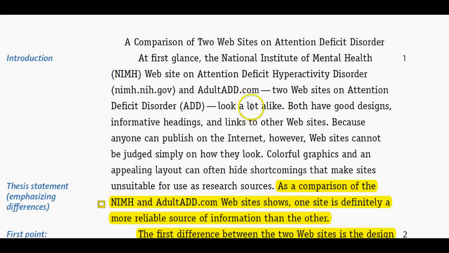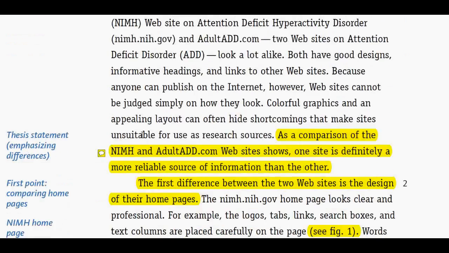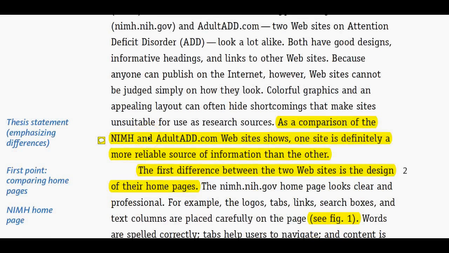Let's take a look at the introduction. The author has given us general information about the two websites and then goes specifically into the thesis statement. I would consider this a funnel type of introductory paragraph, starting with the general and then narrowing to the more specific. If we take a look at the thesis statement itself, it states, as a comparison of the MIH and AdultADD.com website shows, one site is definitely a more reliable source of information than the other.